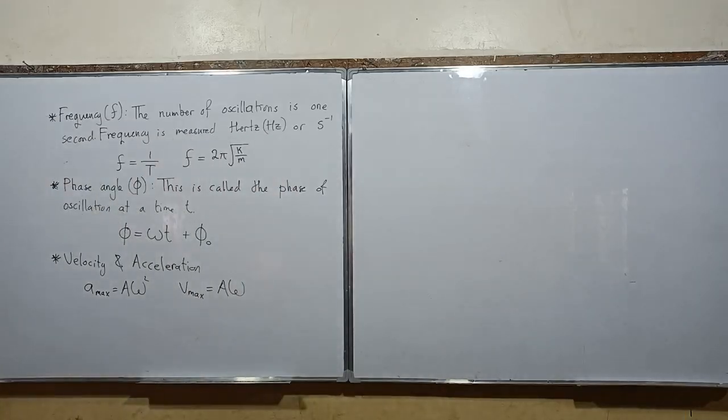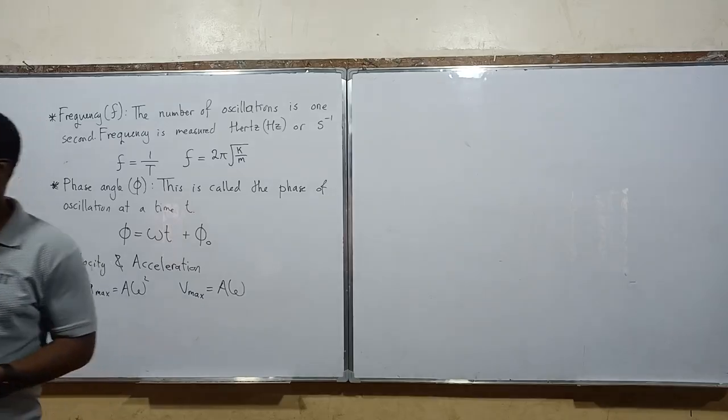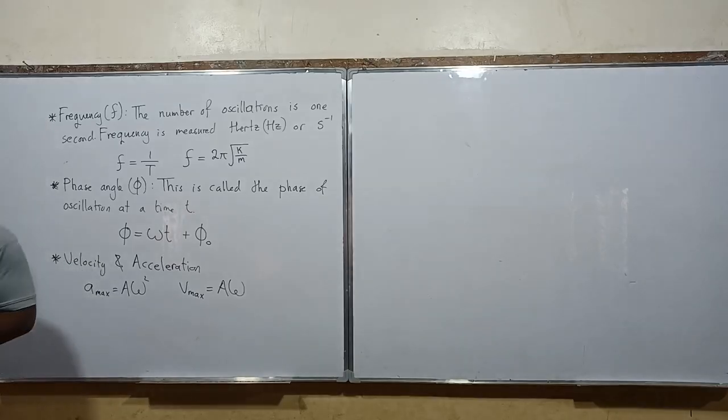Question 1. A body executes simple harmonic motion. When you say a body executes simple harmonic motion, we're saying that this body is moving back and forth repeatedly. Remember, that's the definition for simple harmonic motion.